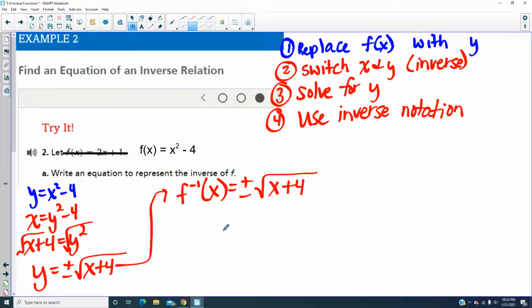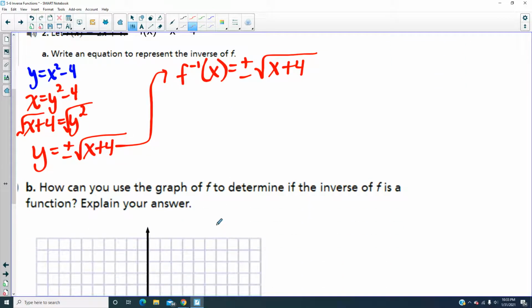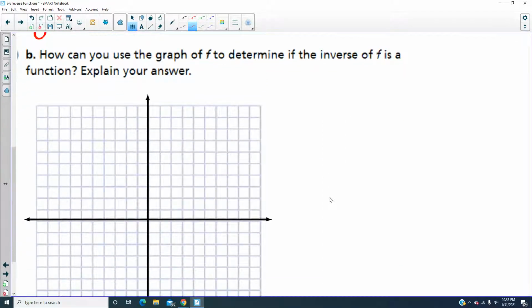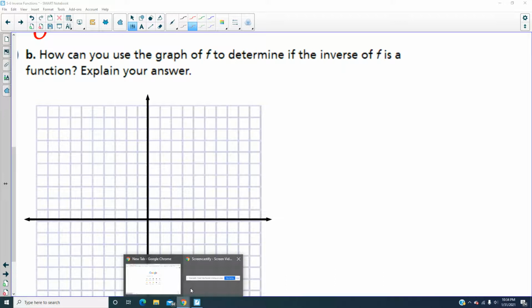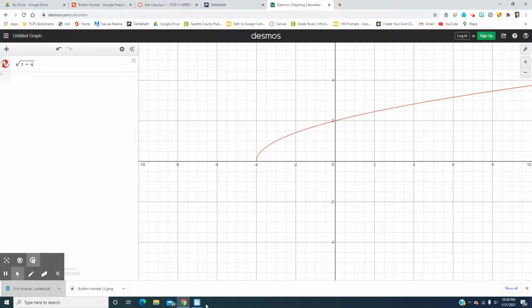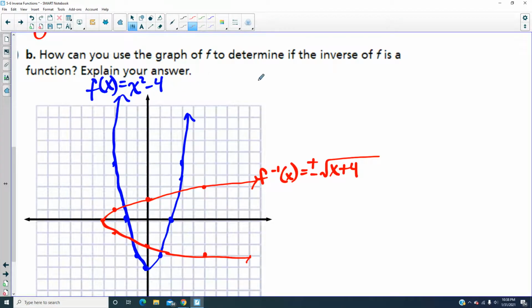Okay, so then part B says, how can I use the graph of f to determine if the inverse of f is a function? Explain your answer. Okay, so let me graph these. Okay, so before we look at how can I use a graph to determine if the inverse is a function, I do want to point out a couple things about domain and range of each graph. So I have the graph of f and the graph of f inverse. So let's identify domain and range for each.